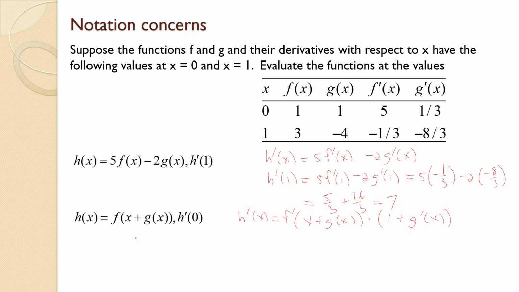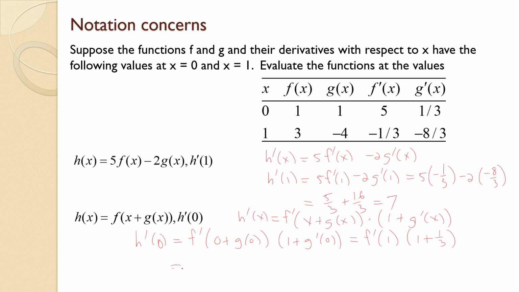Just giving some more room over here on the left, h prime of 0 would then be f prime of 0 plus g of 0, times 1 plus g prime of 0. But I know what those values are. That's f prime of 0 plus g of 0. That's just g of 0, and g of 0 is 1. So that's f prime of 1. And then I have times 1 plus g prime of 0. But I know what that is. g prime of 0 is a third.